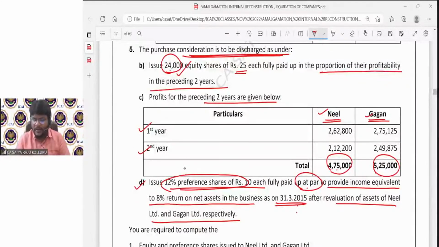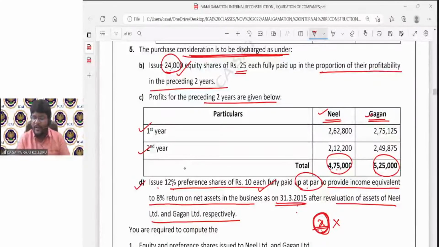Please concentrate on what he is telling. Issue 12% preference shares of rupees 10 each, fully paid up at par to provide. Sir, I will issue the face value of 12% preference shares of 10 rupees each. The total face value of preference shares I am going to issue to provide income equivalent to. Sir, income to whom, sir? Preference shareholders. For preference shareholders, what is the income? Dividend is the only income.